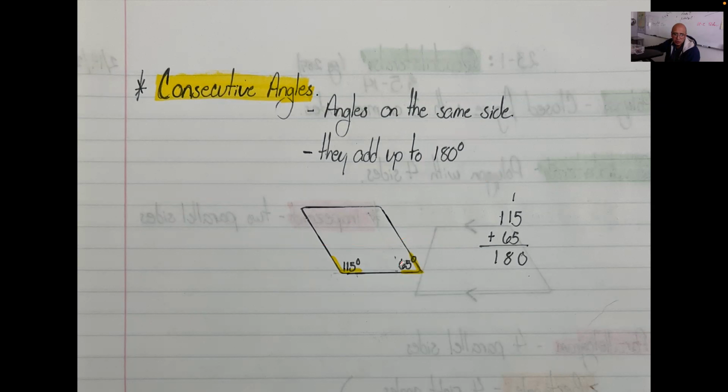Why is that important? Well, let's suppose that I only gave you one of these angles. Let's suppose that you only knew that this was 115, and I was asking you, what is the measure of this angle? Well, you know that 115 plus that missing angle together should be 180. Therefore, 180 minus 115 should give you the value of the missing angle, and you can always figure that out. So as long as you know that this is a parallelogram, consecutive angles in this regard only apply to parallelograms.